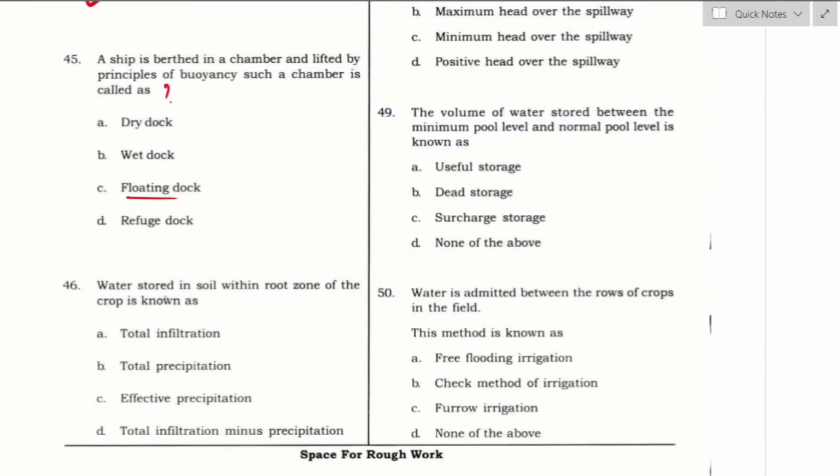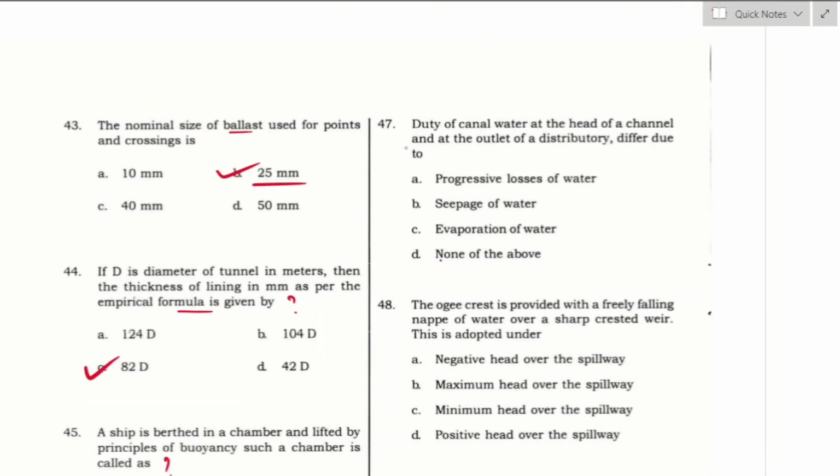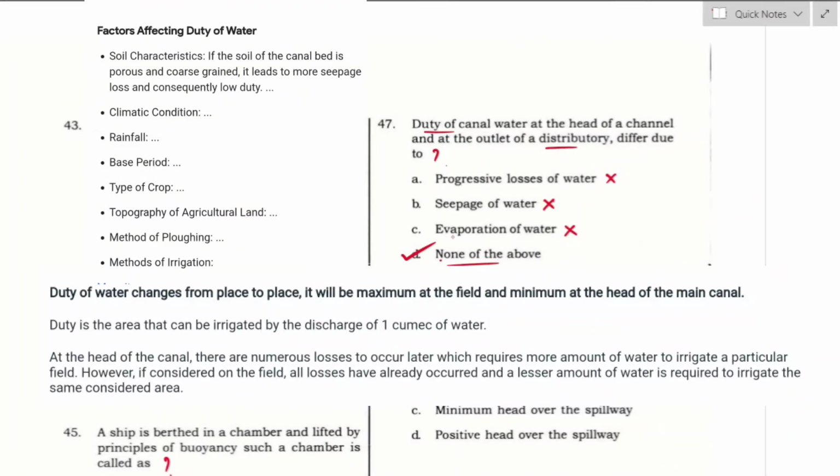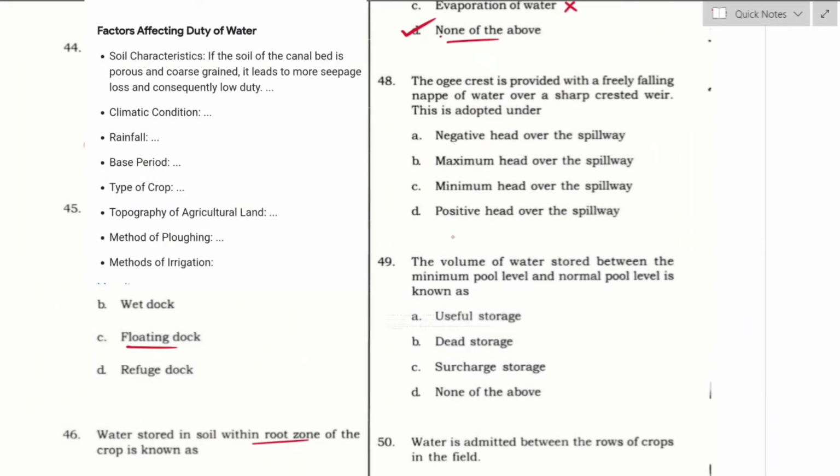Question number 46. Water stored in a soil within the root zone of the crop is known as effective precipitation. Option C is the right answer, effective precipitation. Question number 47. Duty of the canal water at the head of the channel and at the outlet of the distributary differ due to. So duty of the canal does not differ due to progressive loss of water. It does not differ due to seepage of water. It does not differ due to evaporation of water, or none of the above is the right answer.